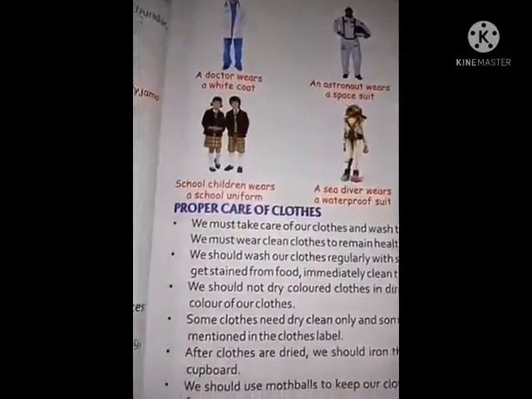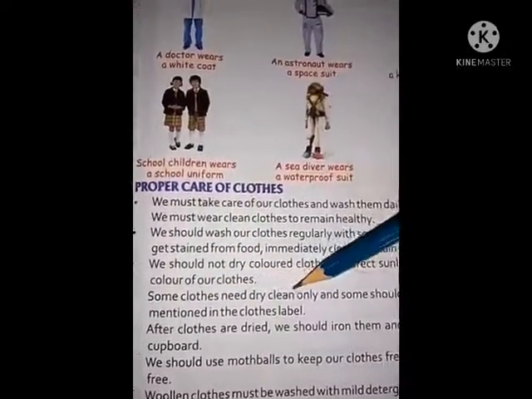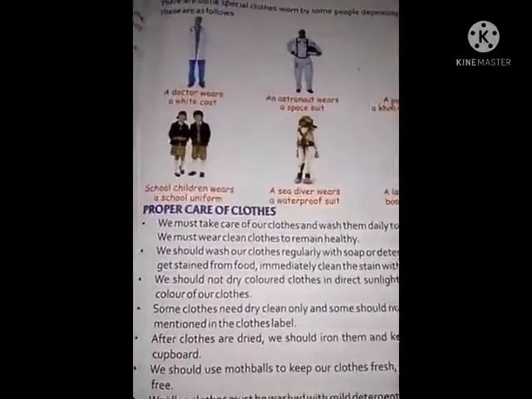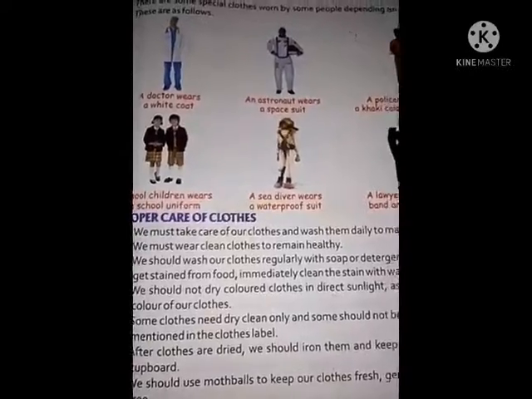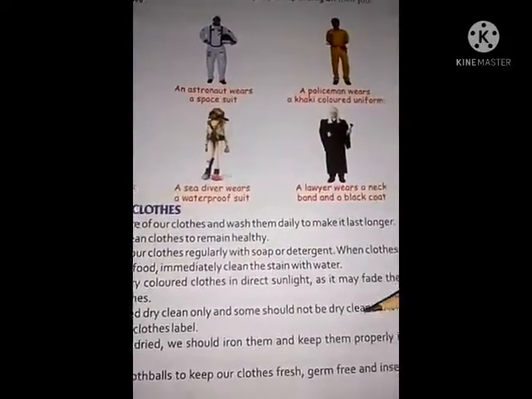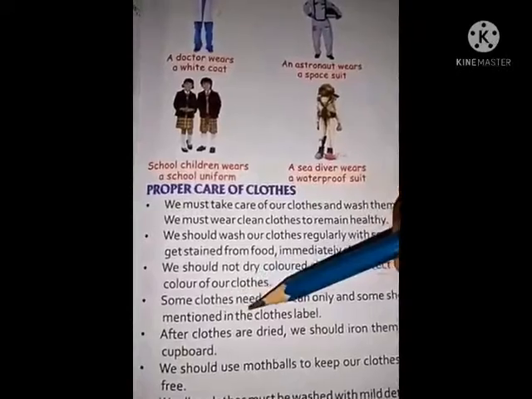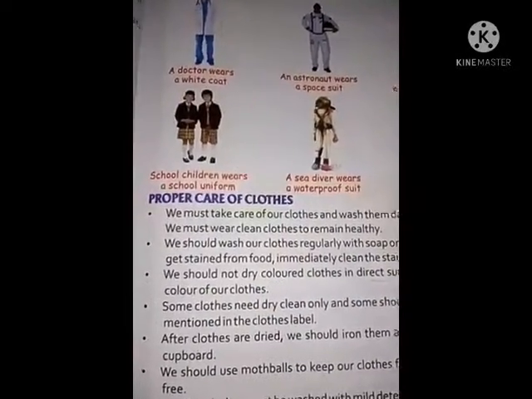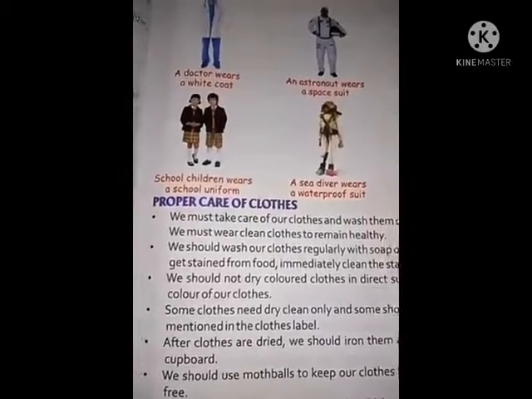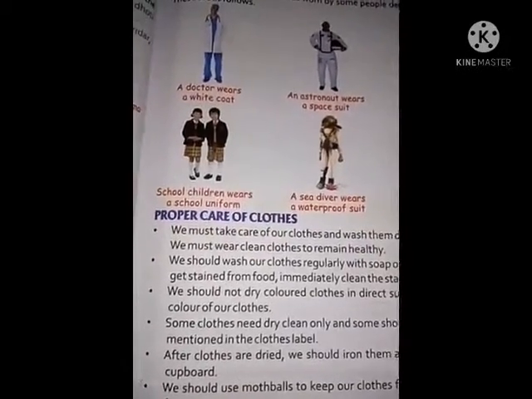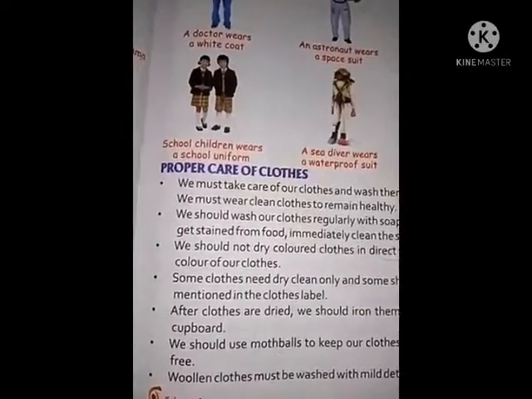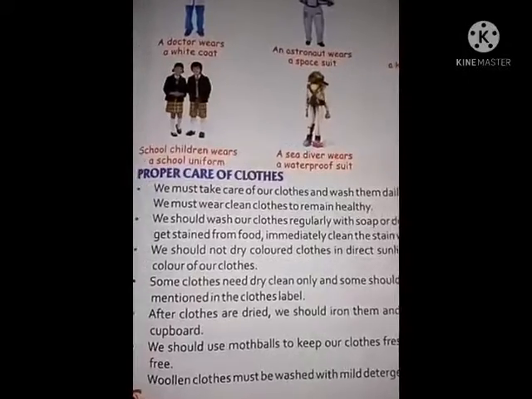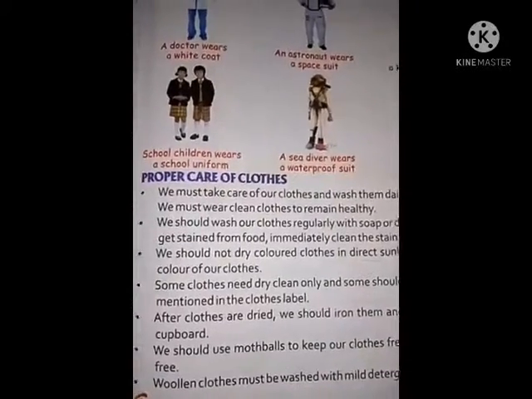It may damage them. Some clothes need to be dry cleaned only, but some should not be dry cleaned. It is mentioned on the clothes label. Some instructions are given by the company or the garment factories on how to wash the clothes, how to dry them, etc. So we have to go through those instructions.